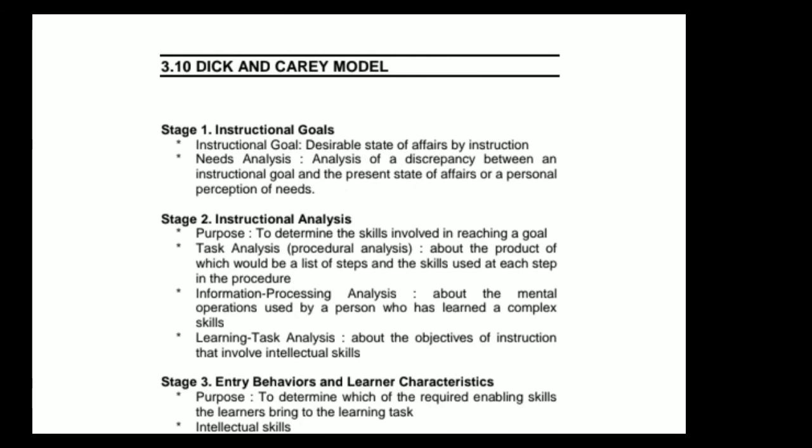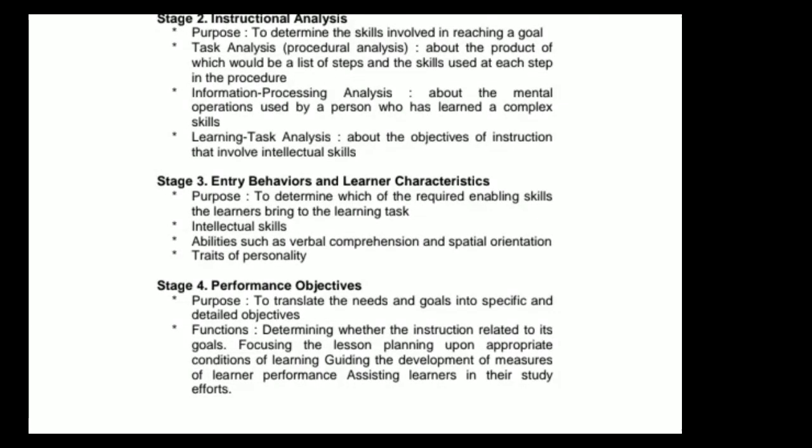Dick and Carey model. Stage 1: instructional goal, the desirable state of affairs to be achieved by instruction. Stage 2: instructional analysis, the purpose is to determine skills involved in reaching the goal. Task analysis produces listed steps and the skills used at each step in the procedure. Stage 3: entry behavior and learner characteristics, the purpose is to determine which required enabling skills the learner brings to the learning task. Stage 4: performance objectives, to translate the needs and goals into specific and detailed objectives.